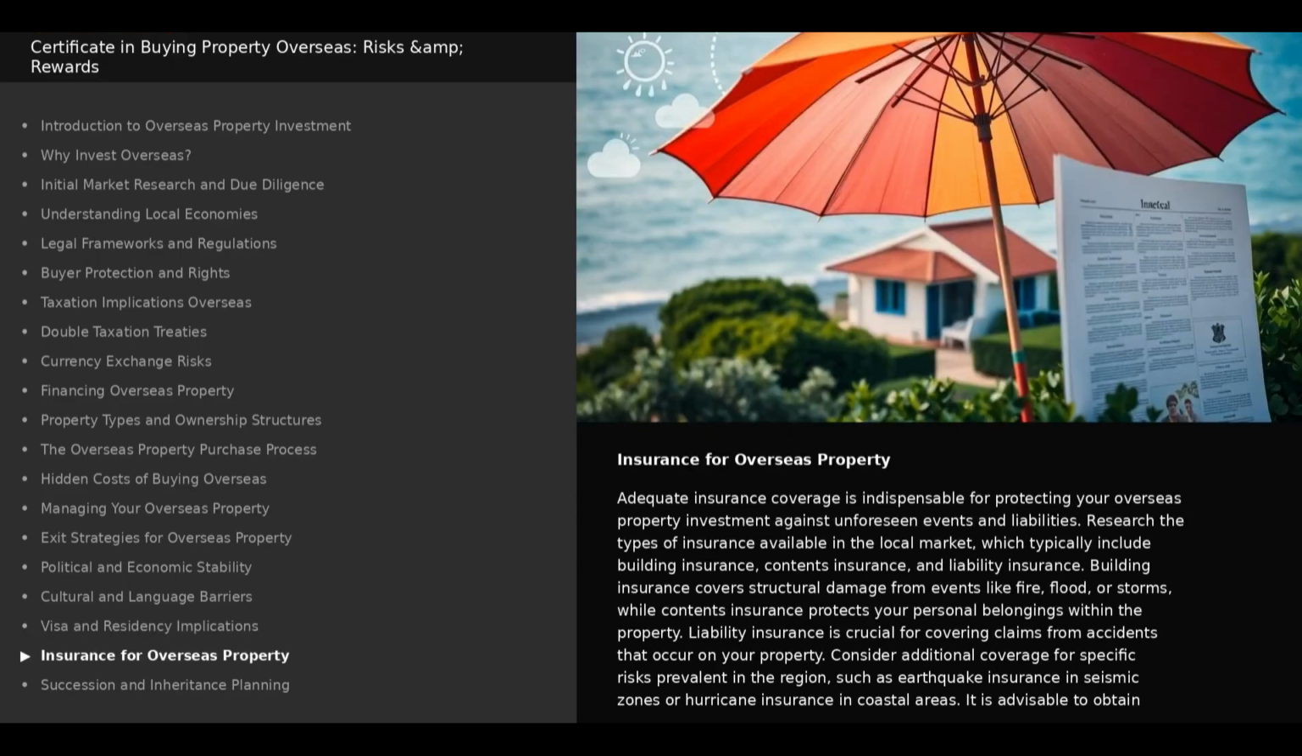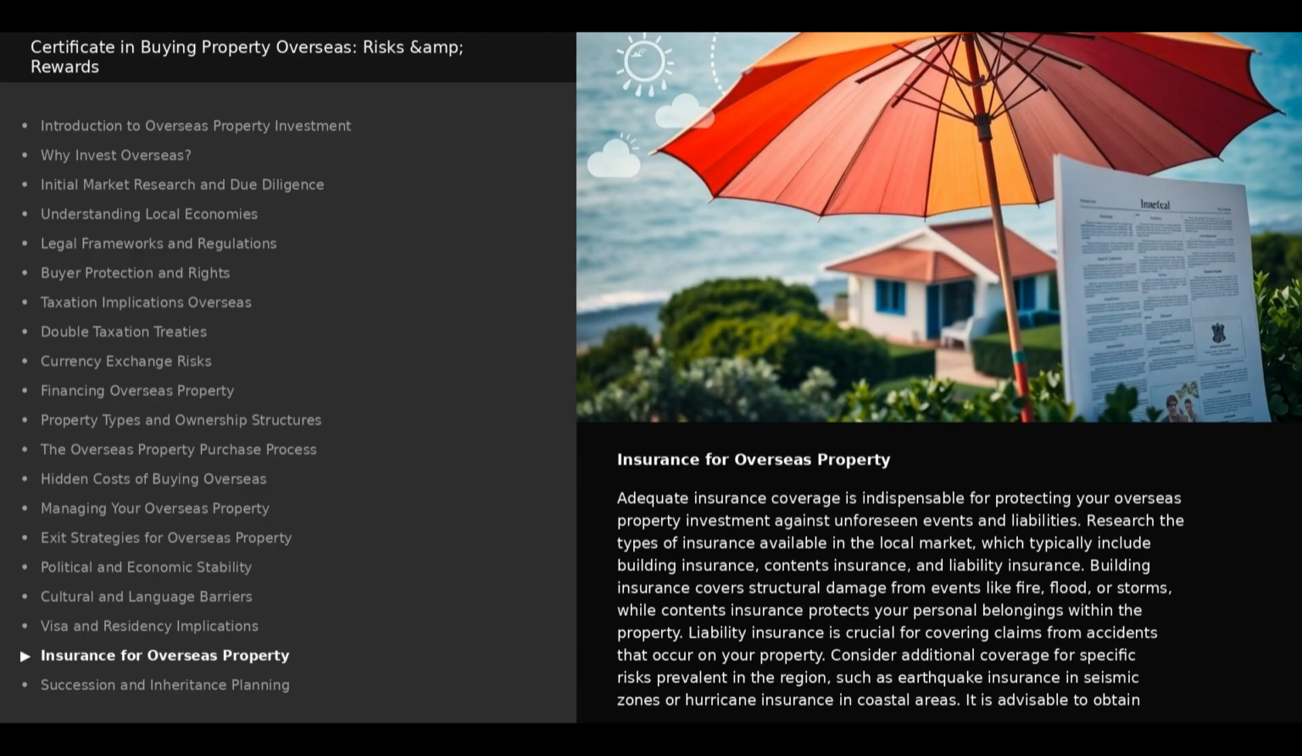Insurance for overseas property. Adequate insurance coverage is indispensable for protecting your overseas property investment against unforeseen events and liabilities. Research the types of insurance available in the local market, which typically include building insurance, contents insurance, and liability insurance. Building insurance covers structural damage from events like fire, flood, or storms, while contents insurance protects your personal belongings within the property. Liability insurance is crucial for covering claims from accidents that occur on your property.